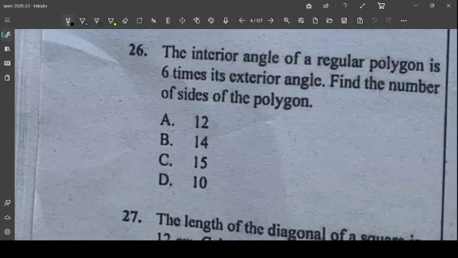Welcome to question number 26 of this WAEC past questions. It says that the interior angle of a regular polygon is 6 times the exterior angle. So find the number of sides of the polygon.